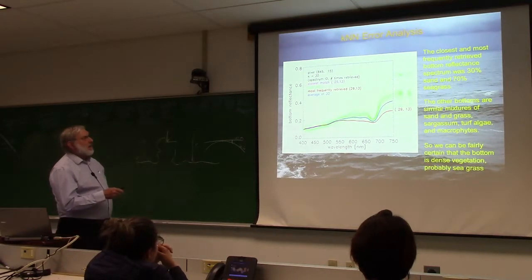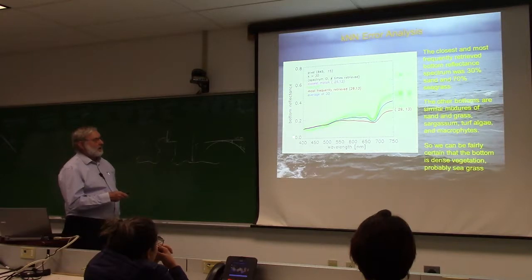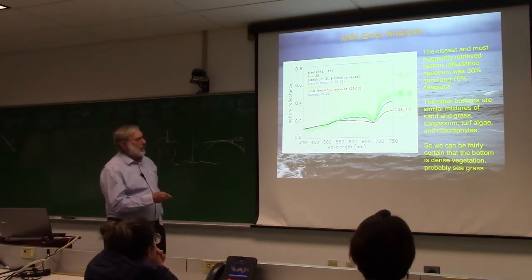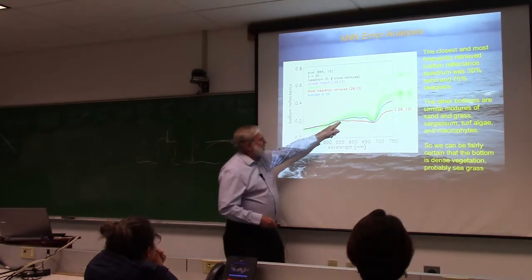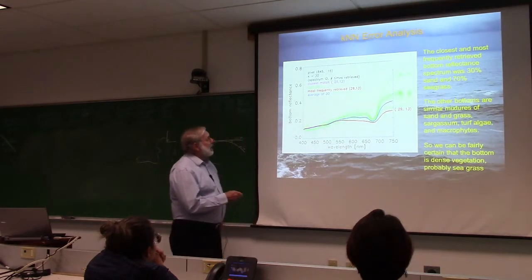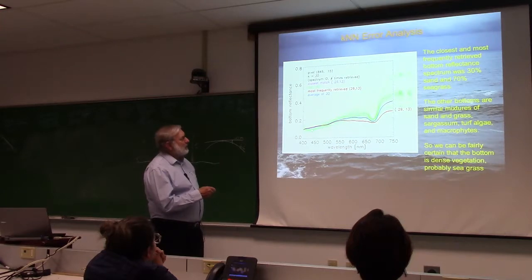Okay, here's the same thing for that one pixel there. I looked at the 30 closest bottom matching spectra. Well, here they are. So the closest match is in purple, but it's right under the blue line here. And the next 29 are the green ones. The most frequently matched was this red curve.